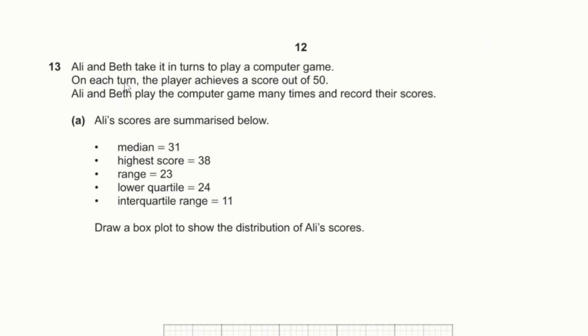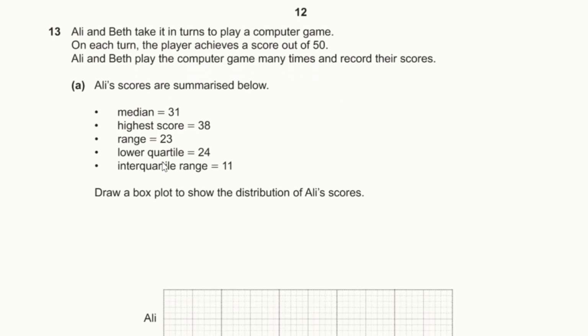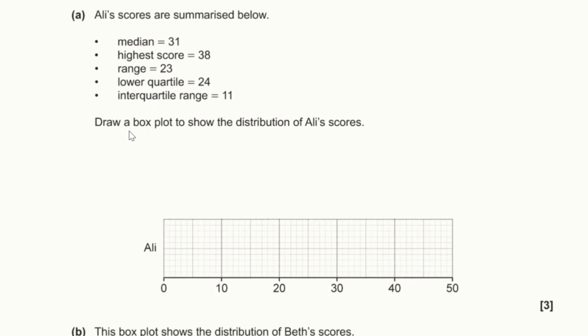Question number 13. Ali and Beth take it in turns to play a computer game. On each turn, the player achieves a score out of 50. Ali and Beth play the computer game many times and record their scores. Ali's scores are summarized below, and what we have to do is draw a box plot to show the distribution of Ali's scores. So we've got the median at 31, so that is over here. We've got the highest score at 38, so the highest score is over here.